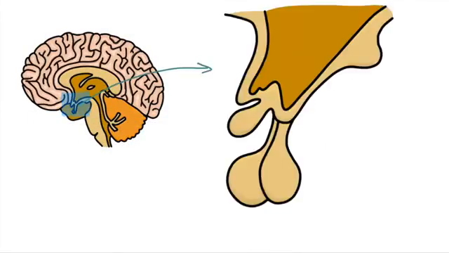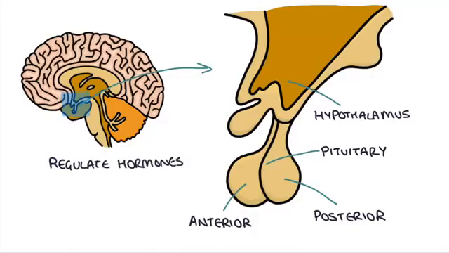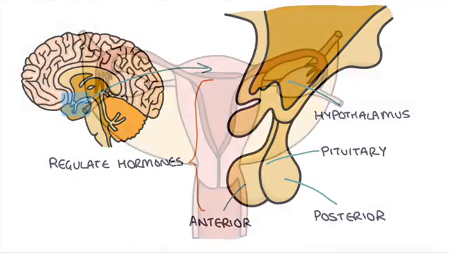You need to be aware of some key structures in the body that release the hormones. Firstly, in the middle of the brain, you have the hypothalamus and the pituitary gland. The pituitary is split into 2 parts, the anterior part at the front and the posterior part at the back. And these are responsible for regulating a large number of hormones in the body.